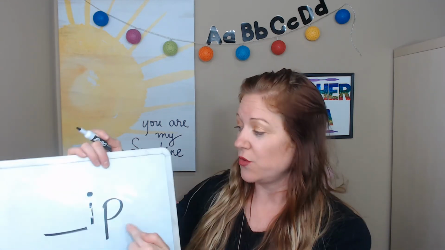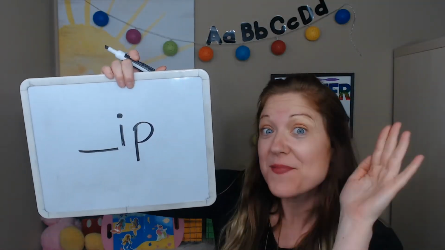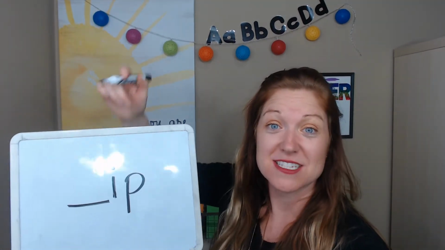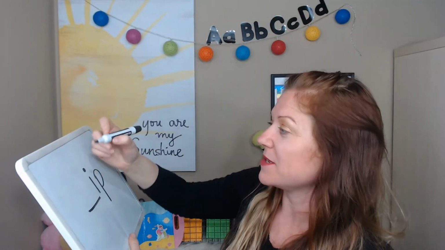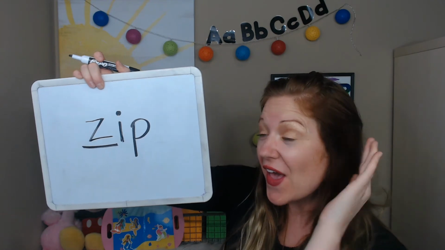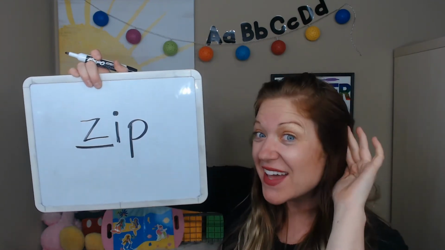So I'm going to go ahead and show you. This next slide is basically just blending the beginning sound with the ending sound here, ip. So, ip. Good job. Then I'm going to go on the slide and circle ip. Yes! Very good. Now I'm going to underline on the slide as well as on my board. The first letter that I'm going to do is zip. Z, ip. Zip. Yes! Very good. Nice job.